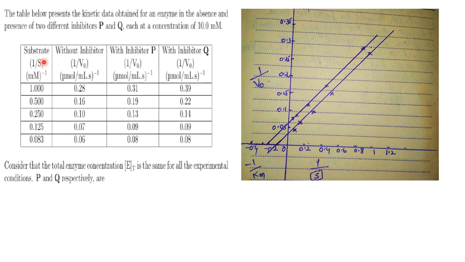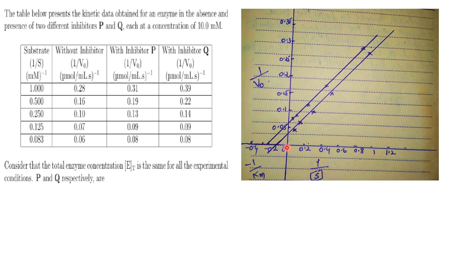So here you have got substrate. This is without inhibitor. This is with inhibitor P and with inhibitor Q. These are the values they have given. So first I have to draw a graph for the without inhibitor. That is 1 by S, 1 by V0 values they have given. You can draw the Lineweaver-Burk plot.